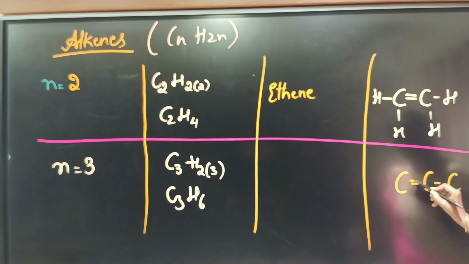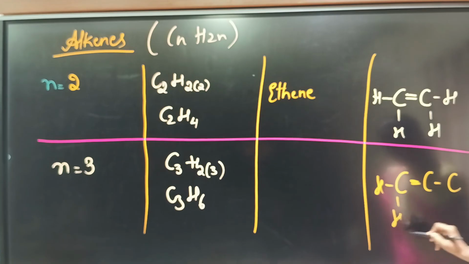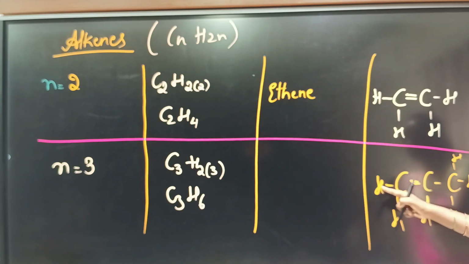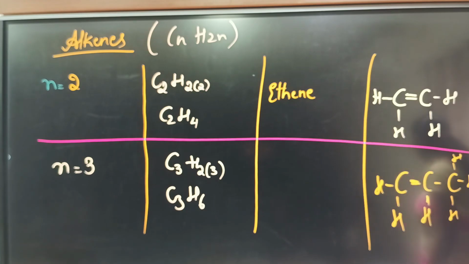I am writing the double bond here. So this carbon already has 2 bonds, so 2 H I can add, and this carbon has 3 bonds, so only 1 hydrogen I can give, and this carbon has 1 single bond, so we have to give 3 hydrogen. Count the number of hydrogen: 1, 2, 3, 4, 5, 6. 6 hydrogen are there.